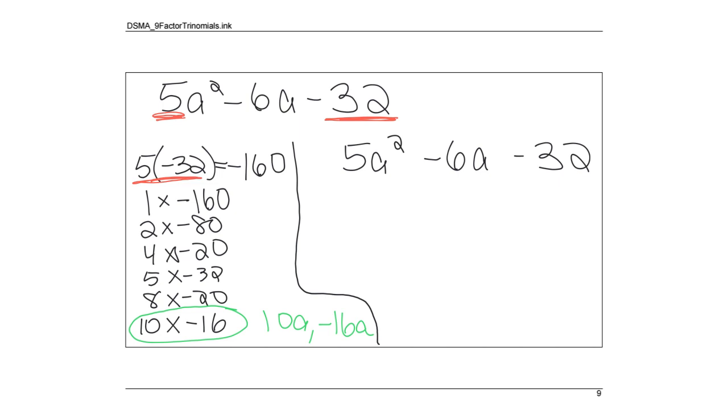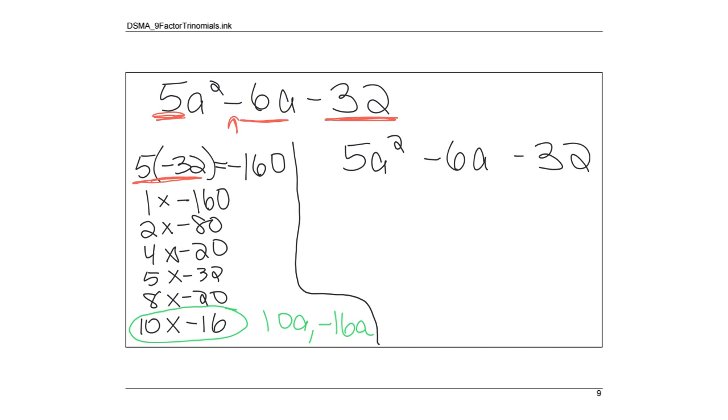Then I used my calculator to see all the factors of negative 160. And I stuck with the largest number being negative because I knew this middle term had to be negative. So I had negative 1 times 160, 2 times negative 80, 4 times negative 20, and so on. Finally, I got down here where the two terms, if I added them together, would get me back to this negative 6a. So I have 10a and I have negative 16a.